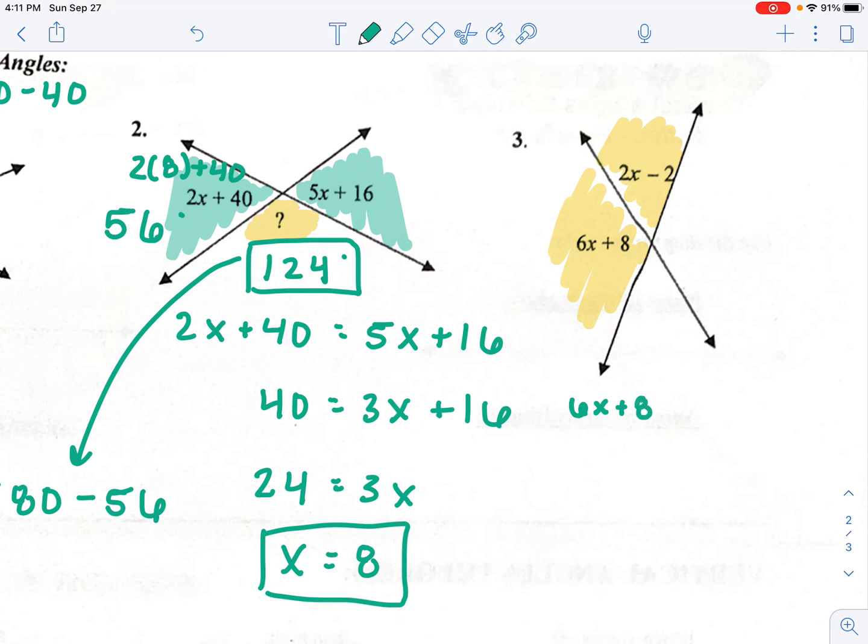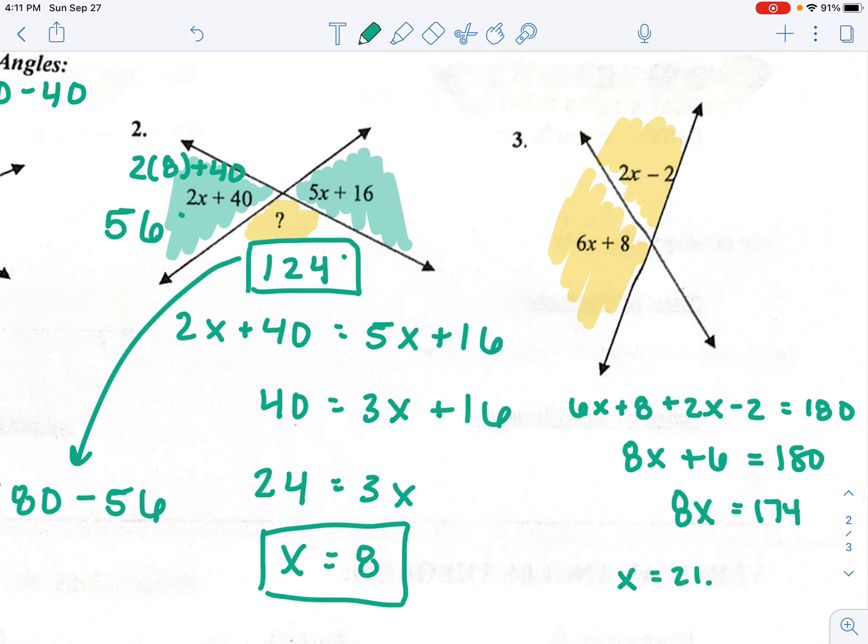So our equation is going to be 6x plus 8 plus 2x minus 2 equals 180. We're going to have to do some math here. I'm going to combine like terms. 6x plus 2x is 8x. 8 plus a negative 2 is a positive 6, and that equals 180. I'm going to subtract that 6 from both sides, so I've got 8x equals 174. I'm going to divide by 8 on both sides, and that's going to give me a decimal, and that's okay. I get x is 21.75.